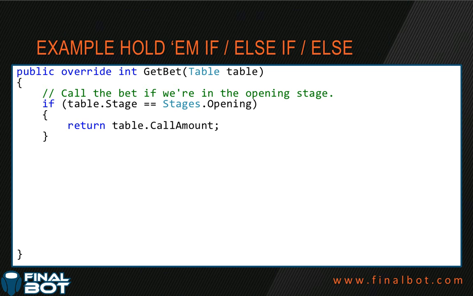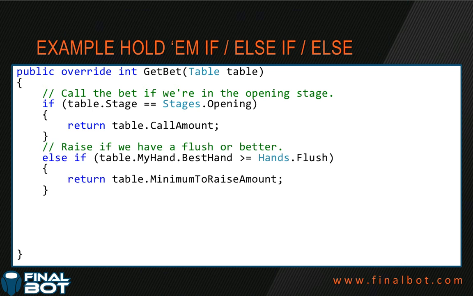So if stage is equal to the stage.opening, this will execute, and it will actually finish our functionality within this method. However, if that was false, we might decide that if we have a hand that's greater than or equal to the flush, that we're going to return the minimum to raise amount, which means that it's been pre-calculated the minimum number of chips we would have to bet in order to raise the current hand. And we can return that.